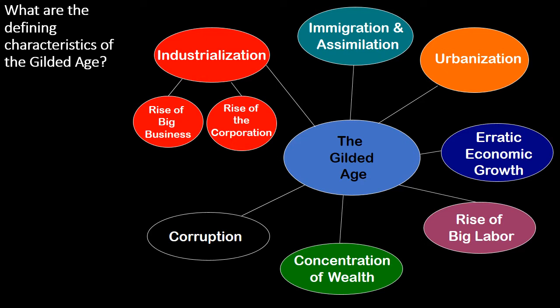Industrialization will lead to erratic economic growth, with many booms and busts, or ups and downs. In response to poor working conditions, we will discuss the rise of labor unions, who attempt to improve conditions for the worker. The elimination of competition will result in a concentration of wealth, creating many super-rich Americans. Finally, this period can be characterized as one filled with corruption. Without government regulation, businesses can do whatever it takes to survive and thrive.